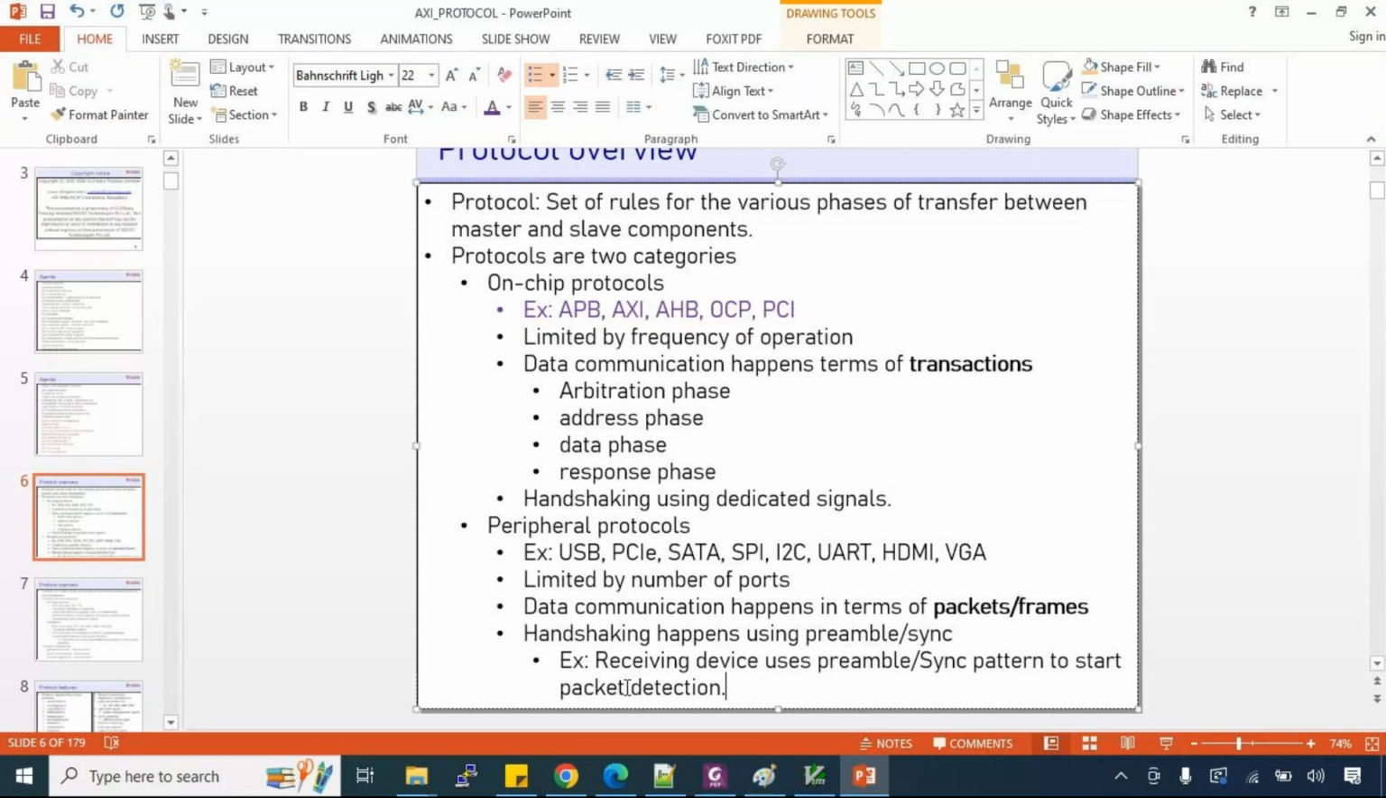It's like if I connect a pen drive into my laptop, the first information that goes from my laptop to the pen drive is the synchronization pattern. Sometimes it's called a preamble. That's the indication to my pen drive that some packet is coming, and it will automatically start collecting the information. So the receiving device uses the preamble or sync pattern to start packet detection.